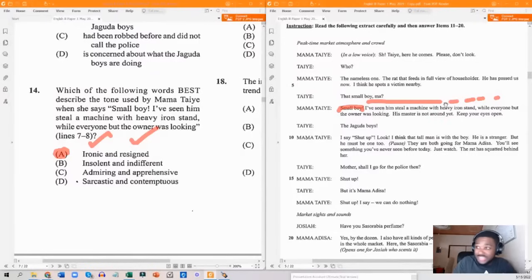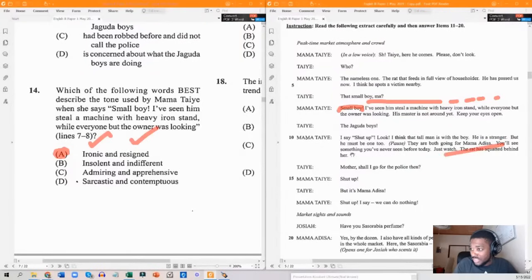Why is she giving up? Because look at how powerful he is. He could manage to steal this machine when everyone but the owner was looking. He's too skillful. And then look at this. We see more resignation as we go on. So sometimes even while you look at a particular line, you still can look at other lines in the passage to get a hint. Look at this now. Resignation. We're looking for resignation.